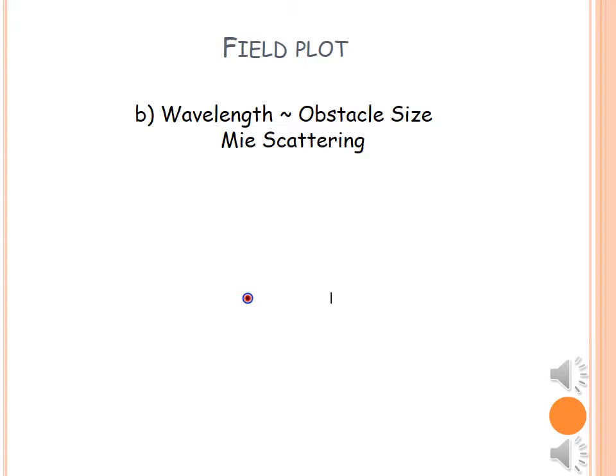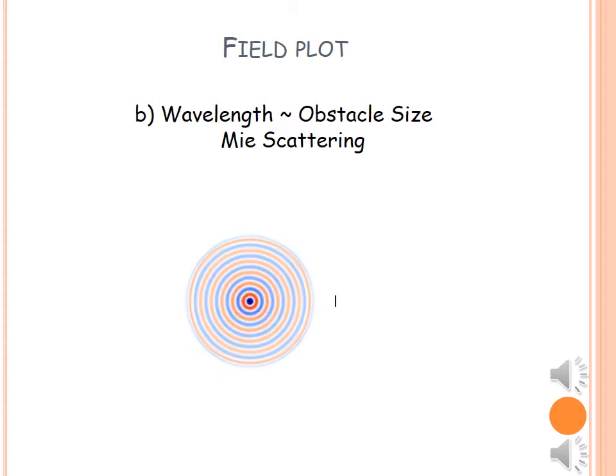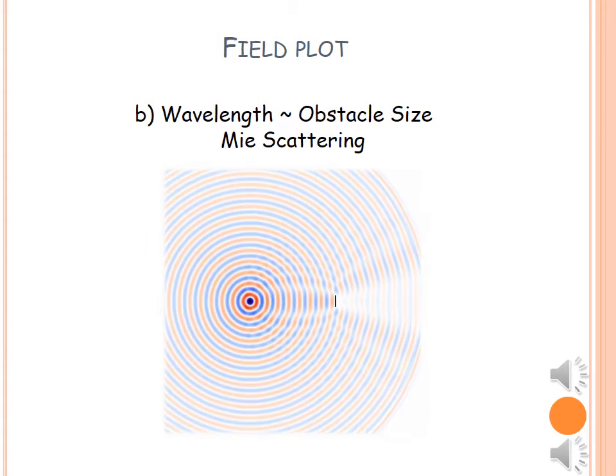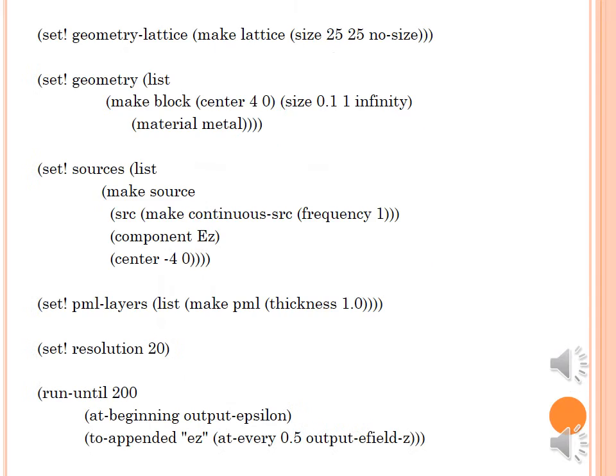In the second case, the wavelength is approximately equal to the obstacle size, and this is Mie scattering. And we can see that diffraction starts occurring at the edges of the obstacle. In this MEEP code, we have only changed the size of the obstacle. For Mie scattering, all wavelengths of visible light are scattered approximately identically, and therefore clouds appear to be white.